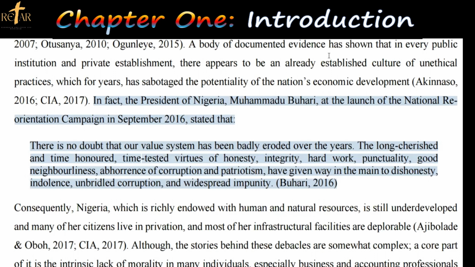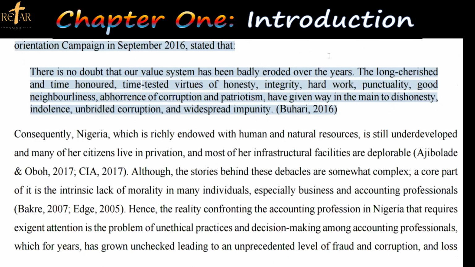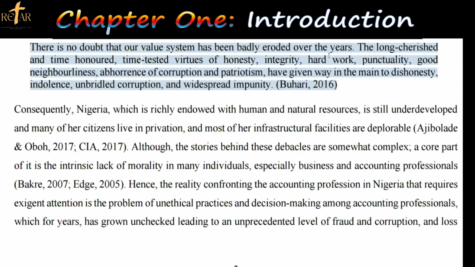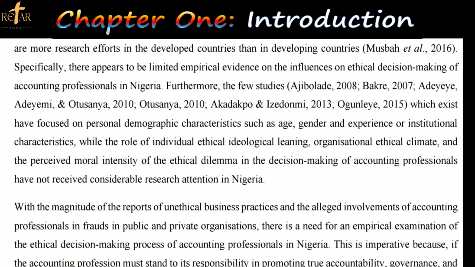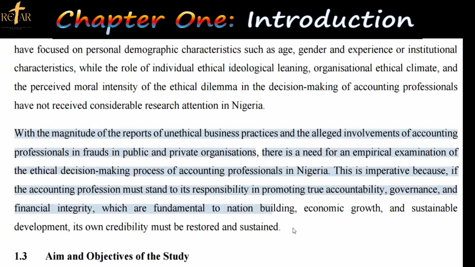So this is how you build your statement of the problem. I said your statement of the problem should have four things. Identify the problem clearly, and justify that it is a problem indeed. Then show that the problem, if not addressed, will lead to other problems, or that being left unaddressed, it has led to other problems. And then finally show what your study wants to do. So all these are justifying that it is a problem. Now look at the final one, showing what the study wants to do.